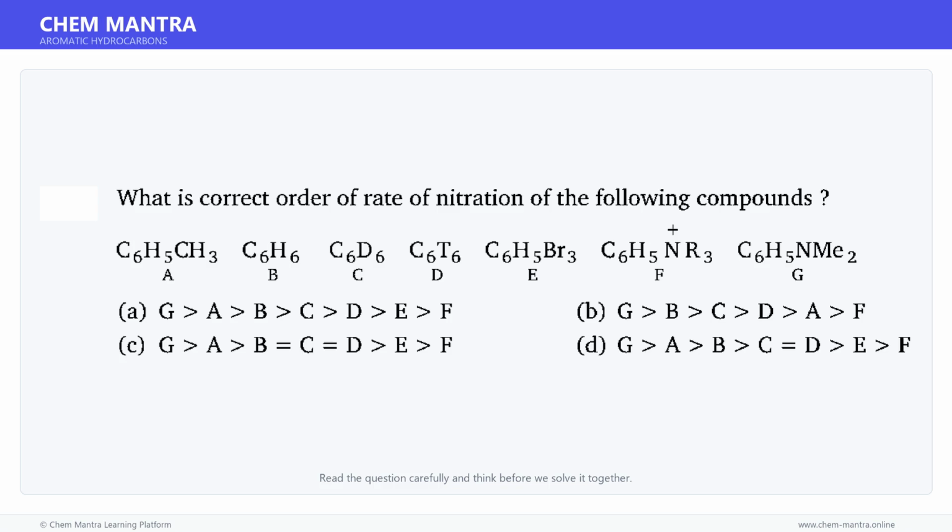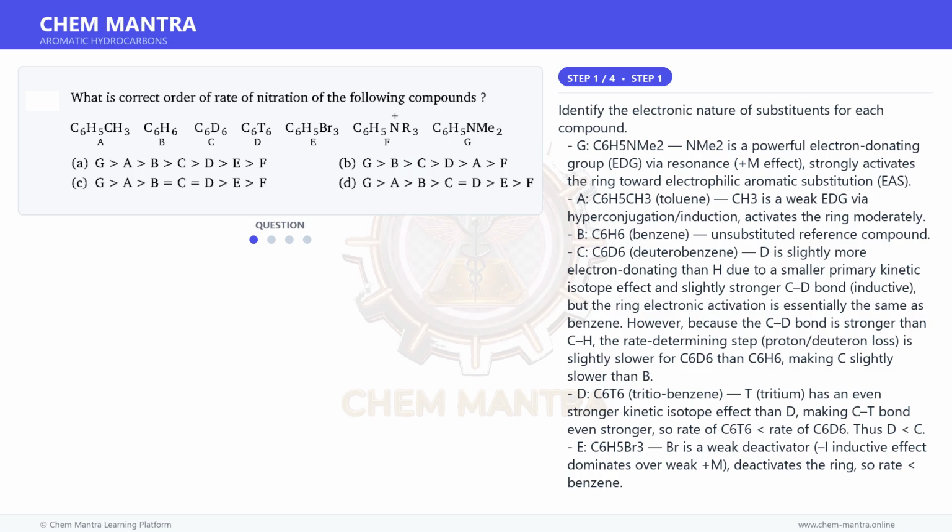Here is a question. Read it carefully and think about the answer. Let us solve it step by step. Let us begin solving this step by step. Identify the electronic nature of substituents for each compound.